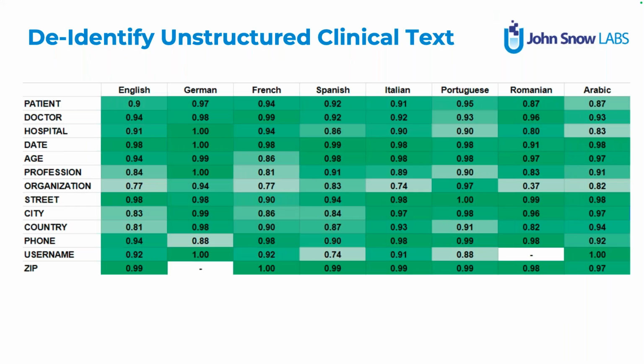We see exceptional results for clinical entities like date, street, and phone, consistently scoring above 0.98 in most languages, even for more challenging categories such as profession and organization. Our performance remains strong and reliable. This extensive linguistic coverage is a testament to our advanced architecture, ensuring that sensitive data is effectively protected regardless of the language it is presented in, which is crucial for global healthcare and research applications.